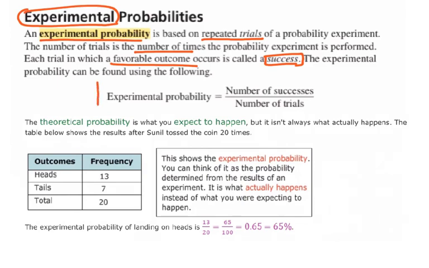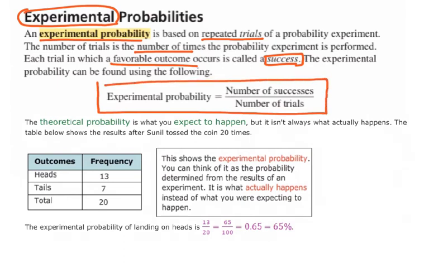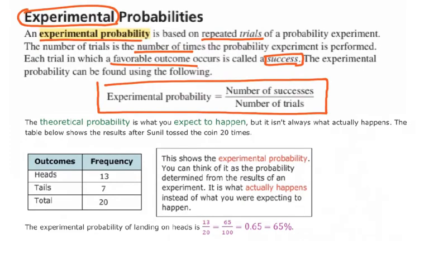So the formula for this is experimental probability is number of successes over number of trials. It's the same thing. If you are getting 5 over 12, it means 12 times you are flipping a coin and you're getting 5 heads. So that's the experimental probability of that.